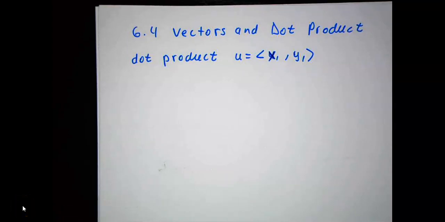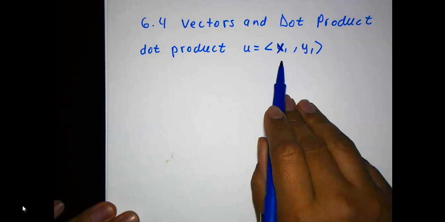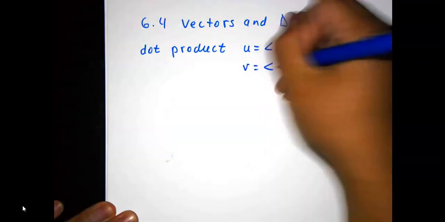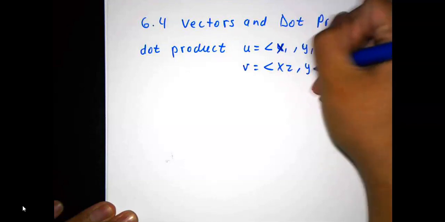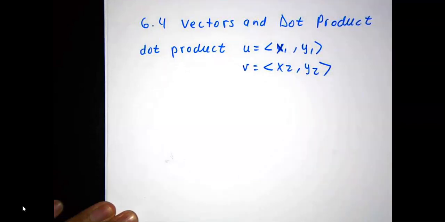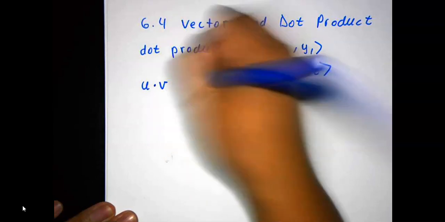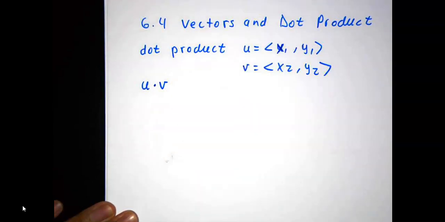So 6.4, vectors and the dot product. Let u be (x1, y1) and let v be (x2, y2). The dot product is denoted by u dot v. Literally, there's a dot in the middle. It's called the dot product.